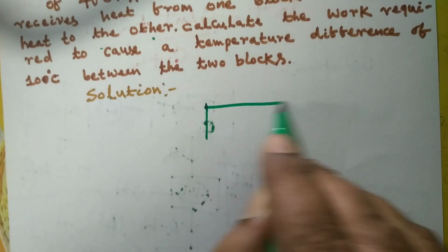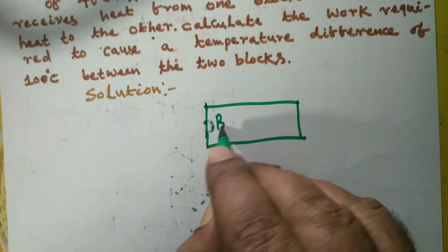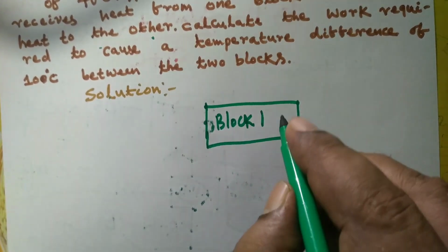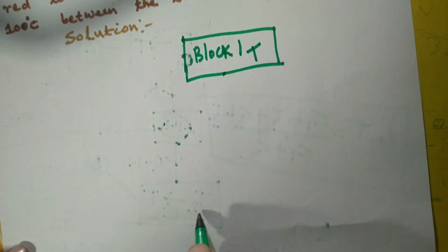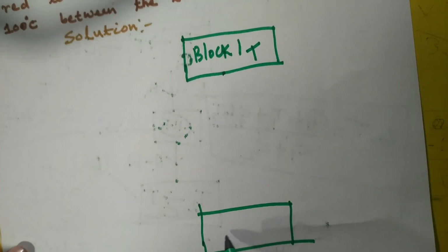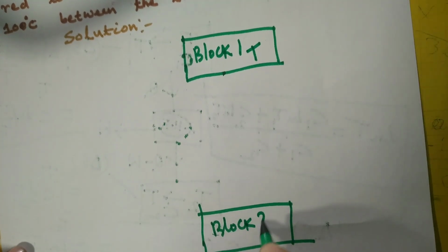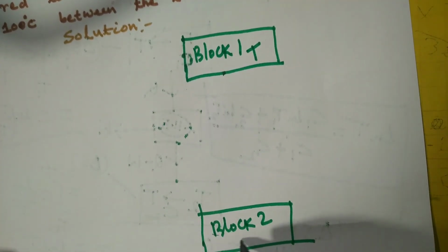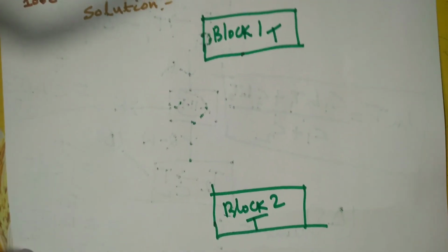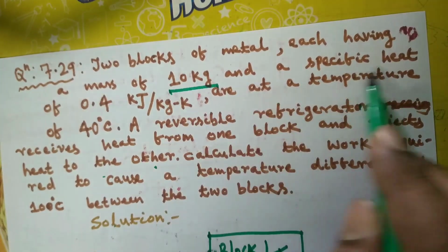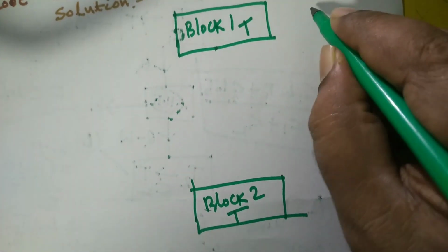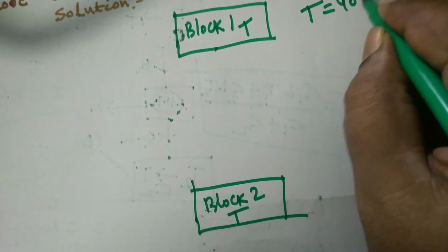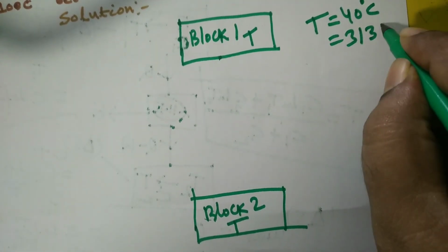So suppose this is block 1, which is at an initial temperature of T, and this is the second block, block 2, and the temperature of this block is also T, because two blocks of metal each having a mass of 10 kg and a specific heat of 0.4 kilojoule per kg Kelvin are at a temperature of 40 degrees Celsius. So here both have the same temperature, suppose this capital T is 40 degrees Celsius. In terms of Kelvin this is 313 Kelvin.